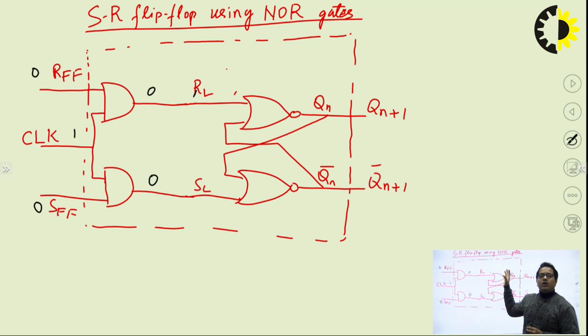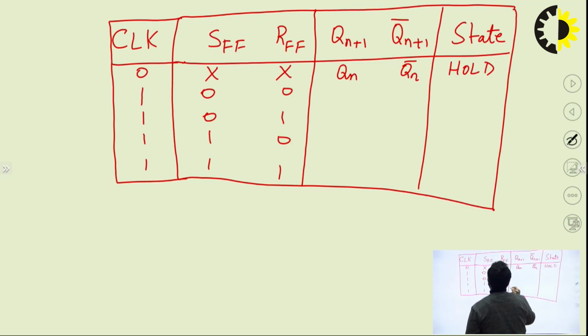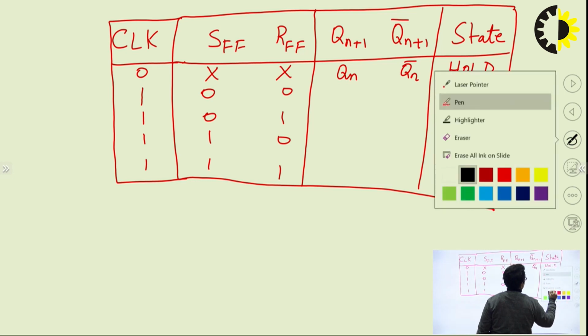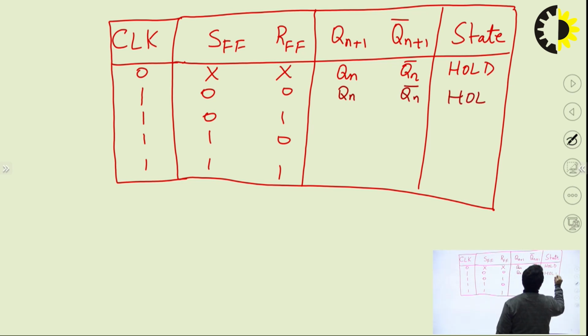So that is the meaning of this: the moment we are applying a clock and still we are providing a 0 0 input, that means your flip-flop will remain in the hold state. And another case was in which you are not applying a clock pulse, and immaterial of the values of your input signal, your flip-flop will remain in the hold state. So for this case also we are having Qn and Qn complement again in hold state.